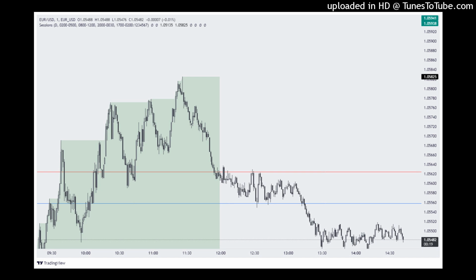Which phase are we in? Are we in an expansion phase of the fair value gap? Are we in a retracement phase? Are we in a consolidation phase? That is something you want to be very aware of at all times.